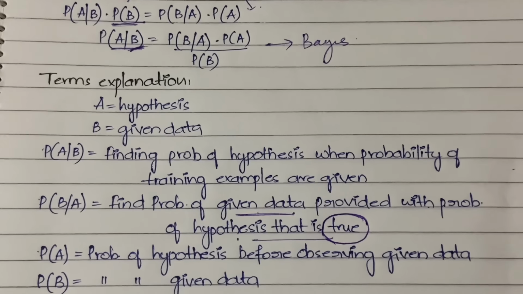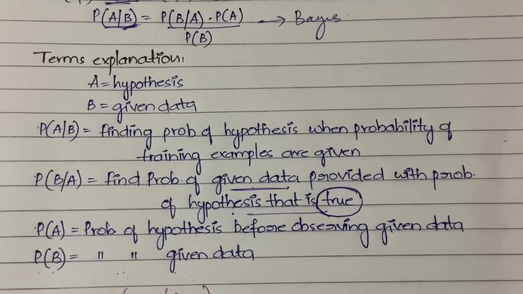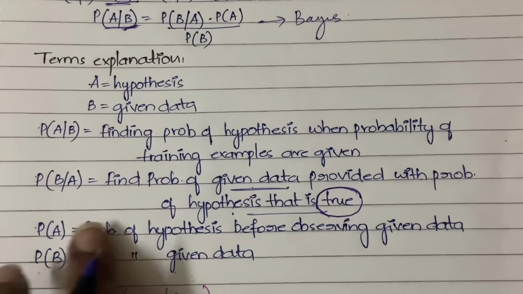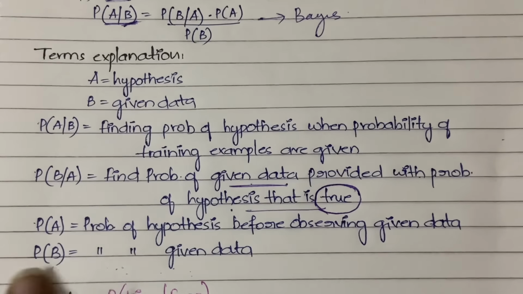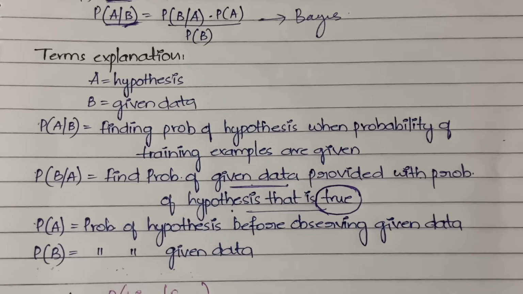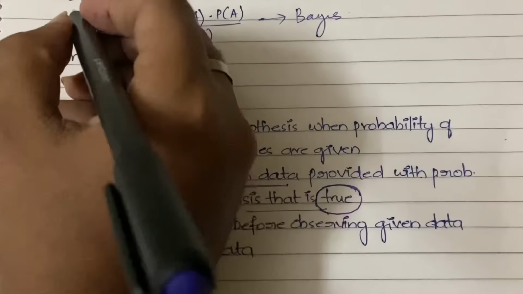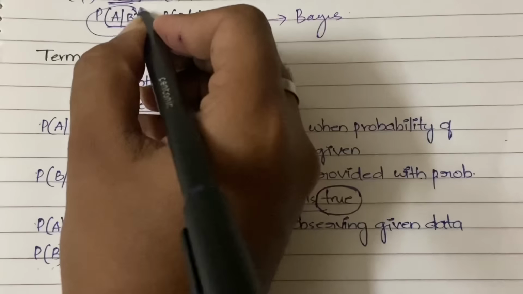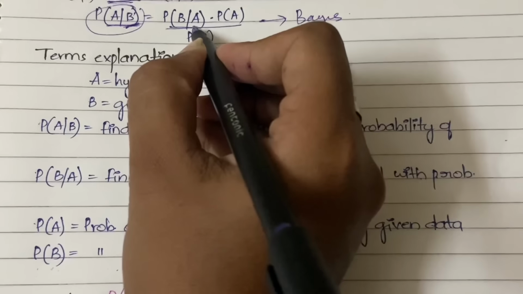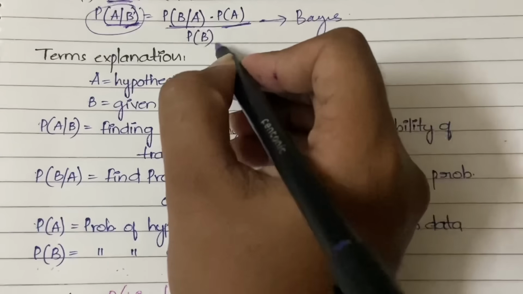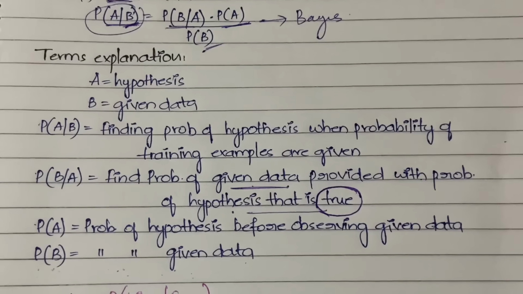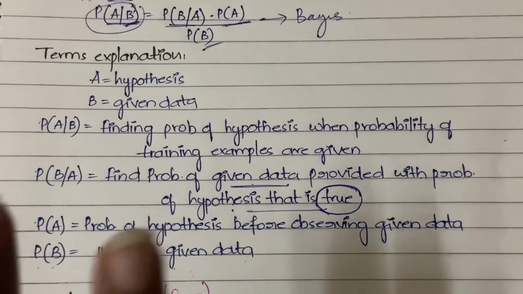Now, next is P of A. What do you mean by P of A here? The probability of hypothesis before considering the given data, right? And what is P of B? Probability of given data. That's all. So simple explanation of all the terms done. So here this A by B is called the posterior, and this B by A is called the likelihood, P of A is called the prior, and P of B is called the marginal. Okay, done.